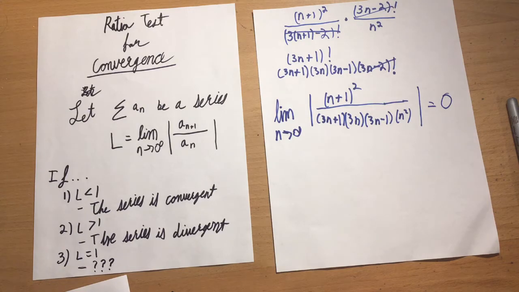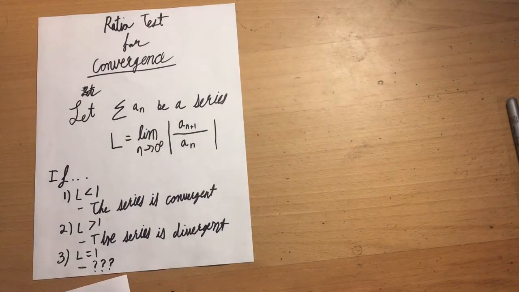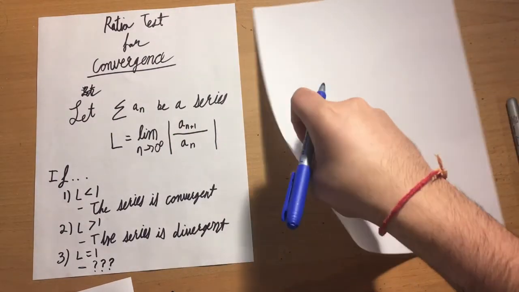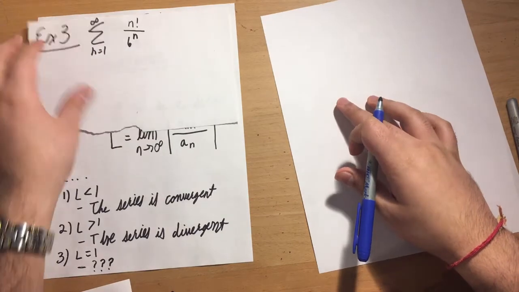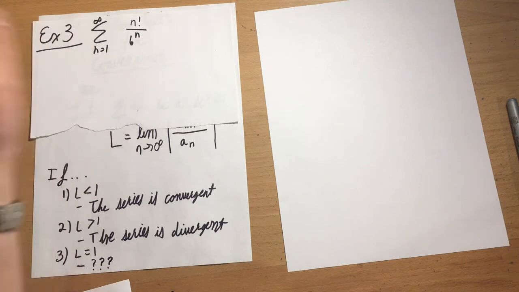By the ratio test, it converges. All right. Now let's look at one last example. So, very simple, short example. N factorial over 6 to the n. Infinite series from 1 to infinity.